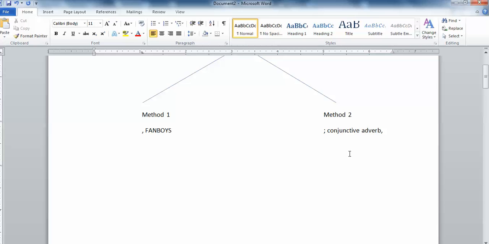Semi means half, right? So a full colon looks like this. Hold on, let me write one up on the screen. That's a colon. This is a semicolon because it's half of a colon, right? The colon has two dots. The semicolon only has one, so that's half, right? Okay. So anyway, method two is semicolon, conjunctive adverb, comma.